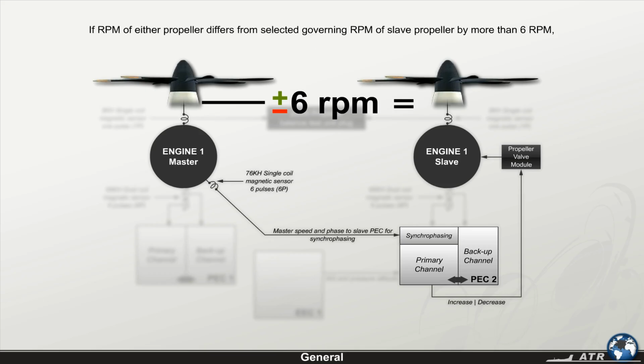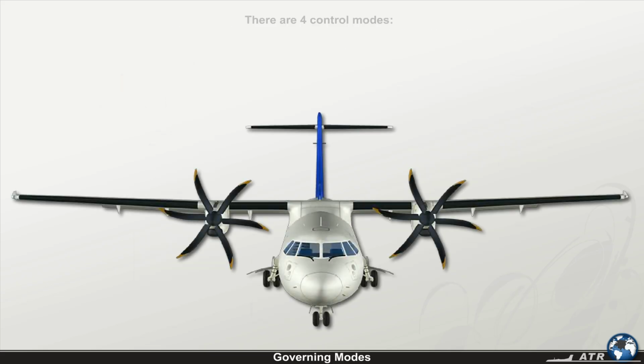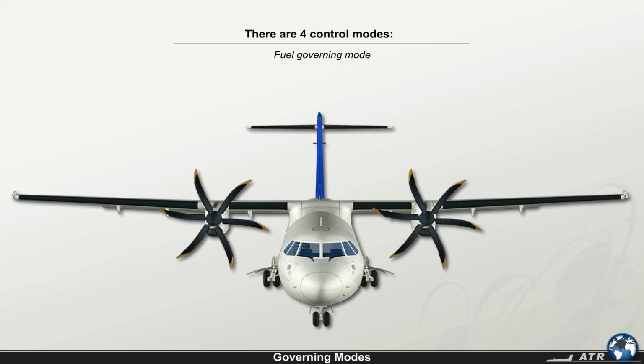If the RPM of either propeller differs from the selected governing RPM of the slave propeller by more than 6 RPM, synchrophaser control is deactivated. There are 4 control modes: the fuel governing mode, the blade angle governing mode, the transition mode, and the hotel mode.